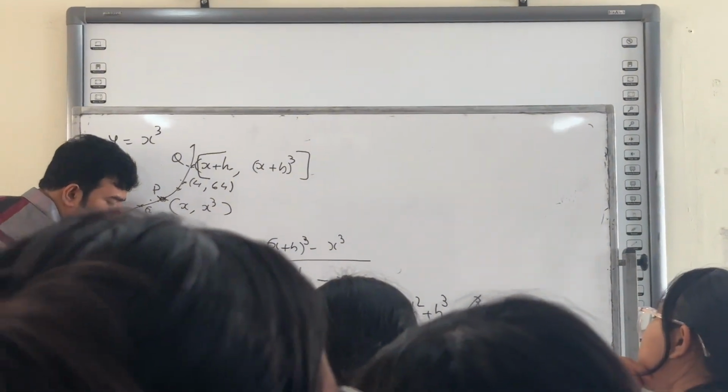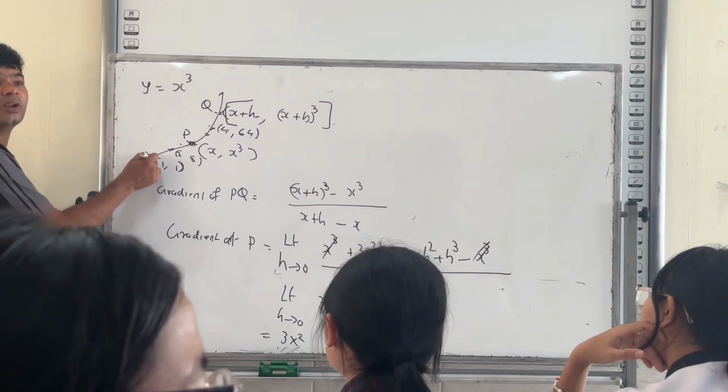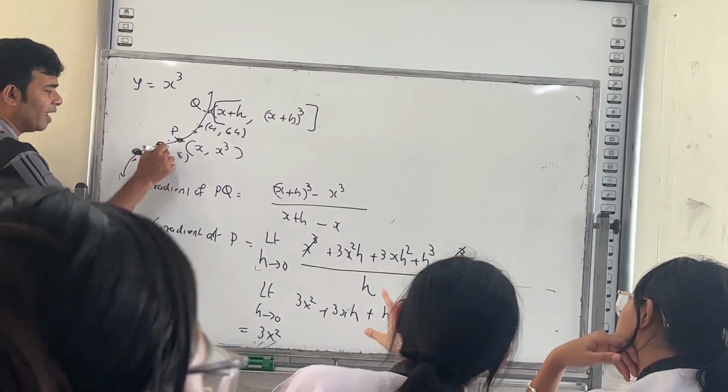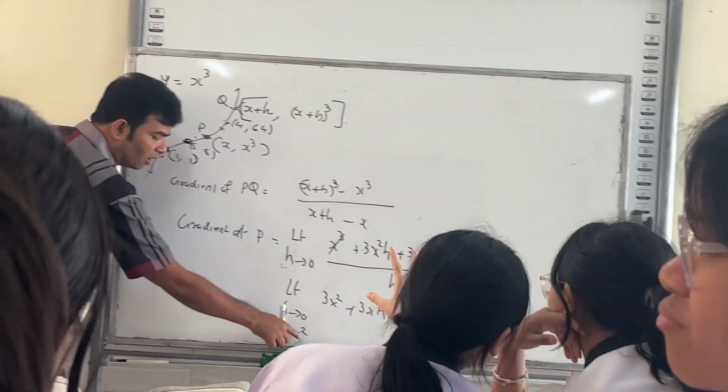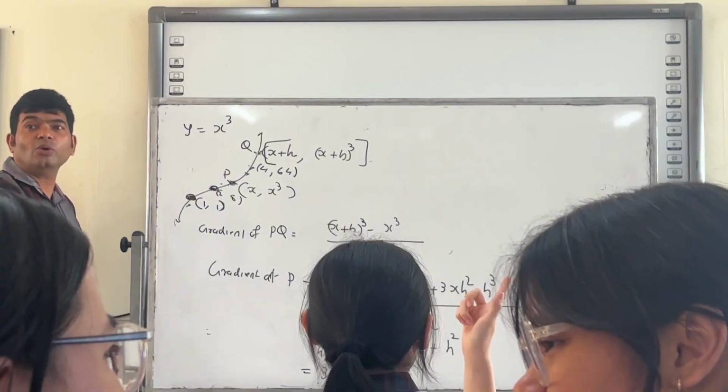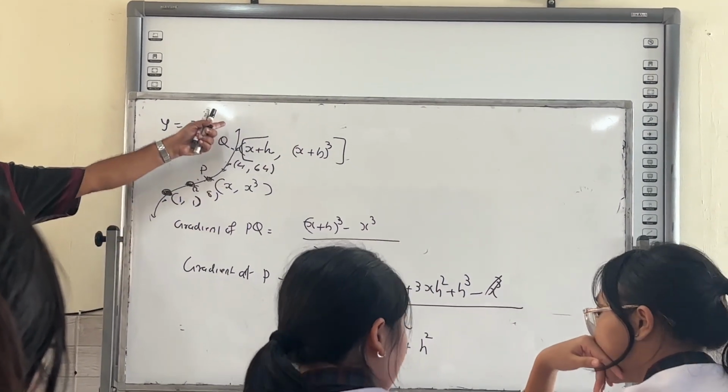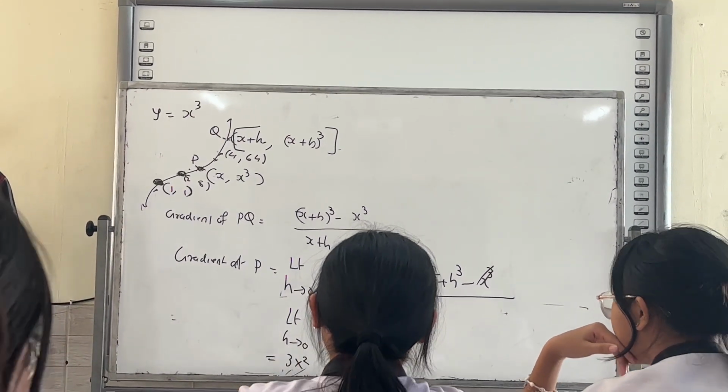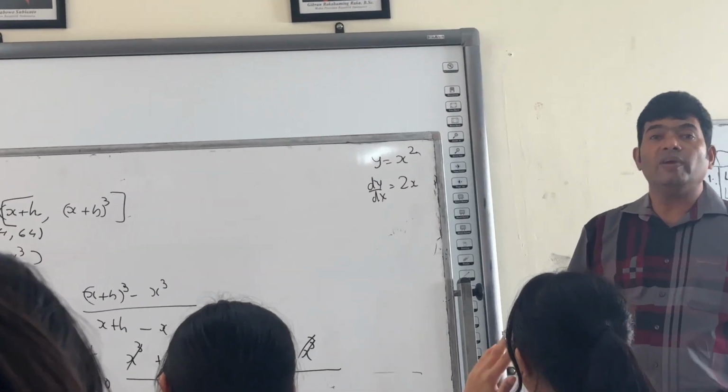1 squared is 1, 1 times 3 is 3. What is the gradient here? 3. What is the gradient at this point? 2 squared is 4, 4 times 3 is 12. So you can find the gradient at any point. Understanding or not? Yes. It is also called derivative.